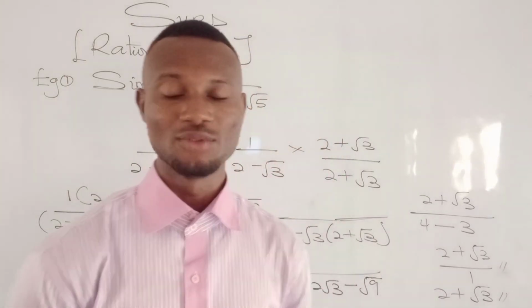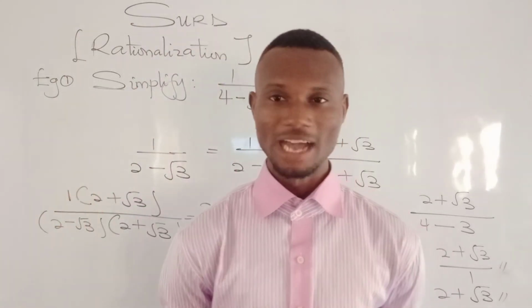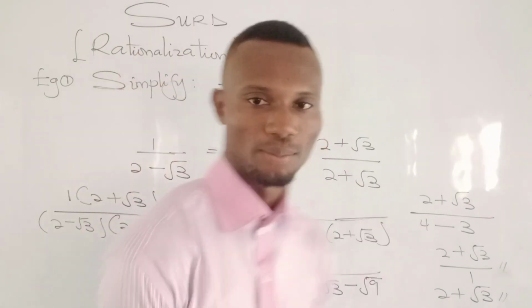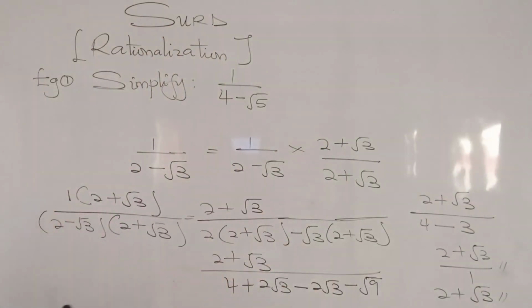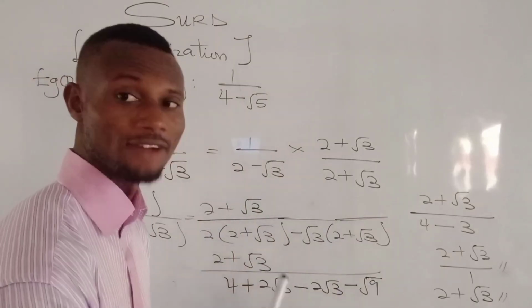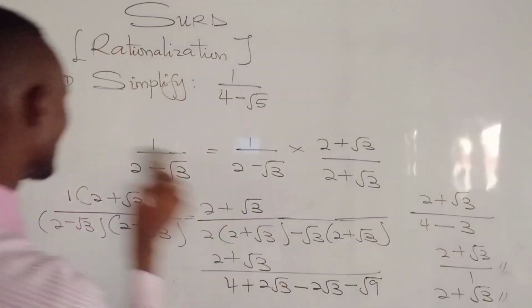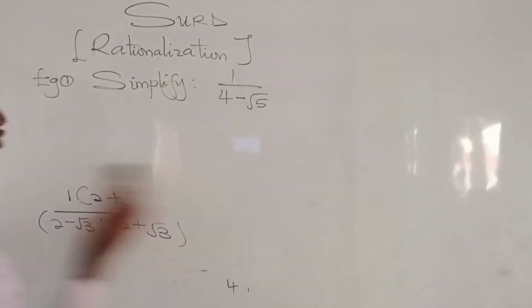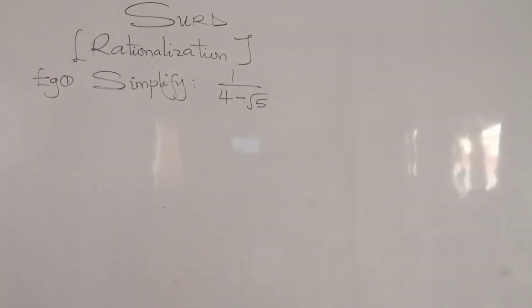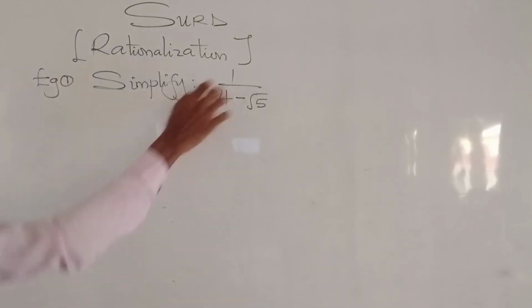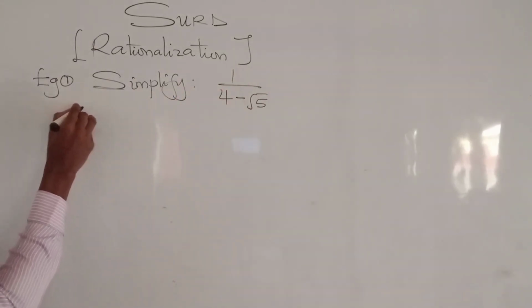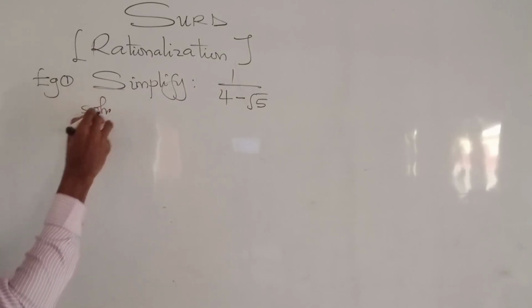So with this understanding, we are going to solve the example 1 that I have on the board. Let's go ahead and solve example 1. I'm going to clean this one from here, and I hope the explanation is clear enough and you understood it as well. Let me clean this so that we can have enough space to simplify example 1. Example 1 says simplify 1 over 4 minus root 5. Let me write down my solution and let's do it together.